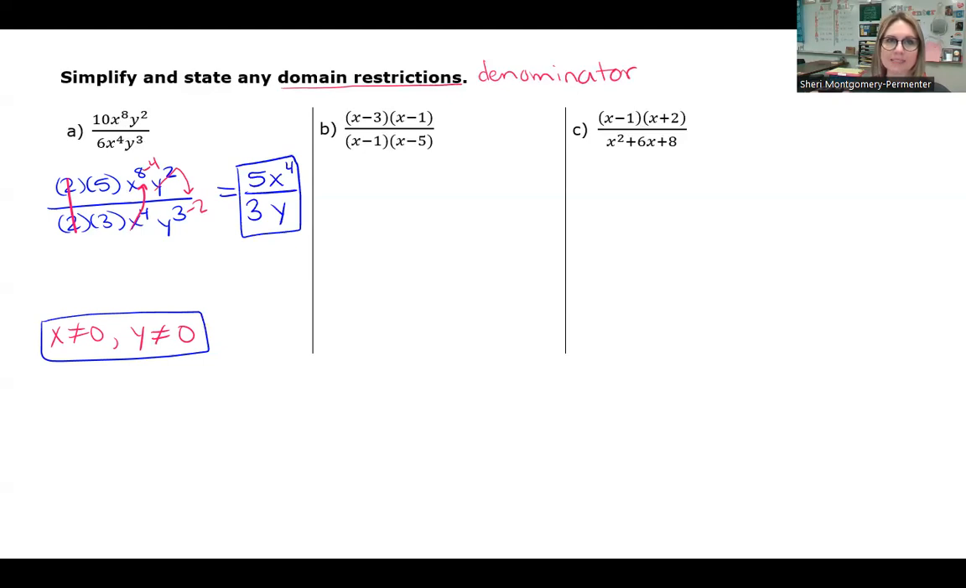For the second problem, I was nice and I factored it all for you. So first step done, it's factored. Second step is checking for domain restrictions. Domain restrictions are anything that would cause a 0 in the denominator. If I wanted this factor to be 0, the only way I can make 0 is if it's a 1. What's 1 minus 1? So x cannot be equal to 1.